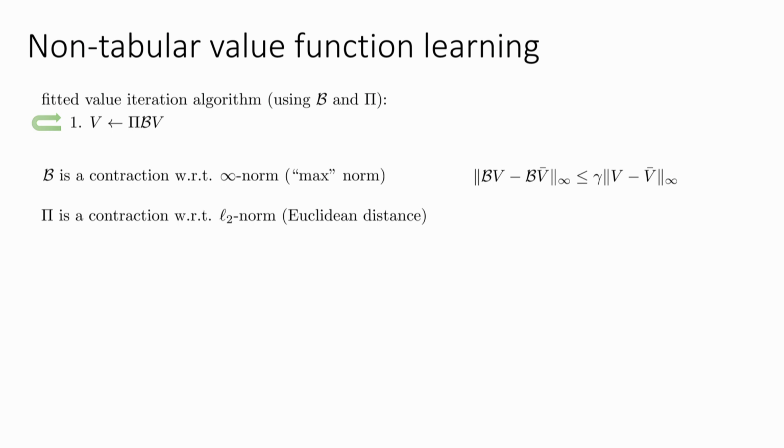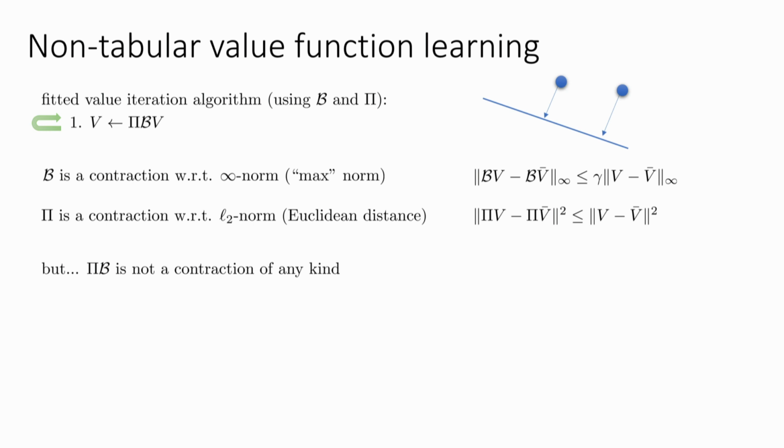Projection is a contraction with respect to the L2 norm, or Euclidean distance. This is pretty easy to imagine geometrically, because if you imagine that these are your two points, V and V bar, when you project those two points onto a line, they can only get closer together. They might stay the same exact distance apart, but they'll never get further apart. So any L2 projection is a contraction. Now, its constant is 1. That's not great, but it's still a contraction. They're not going to get further away. So you might think, surely composing two contractions together gives you a contraction.